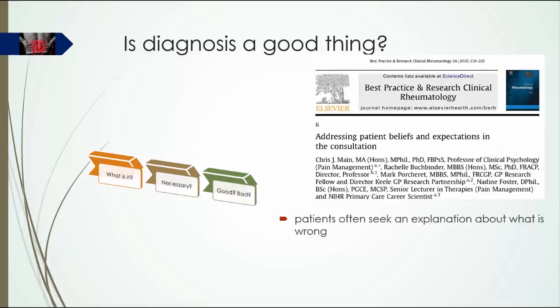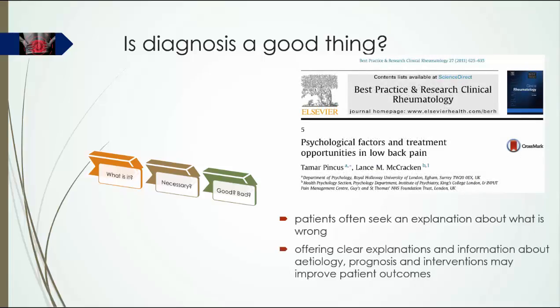In this recent paper, Pincus and McCracken report that offering clear explanations and information about the etiology, prognosis and intervention may improve prognosis. I do note that the word diagnosis is not used here rather than etiology, but I would also argue that diagnosis, properly delivered, is an important part of the information package that a proportion of patients really need as part of a package of care.